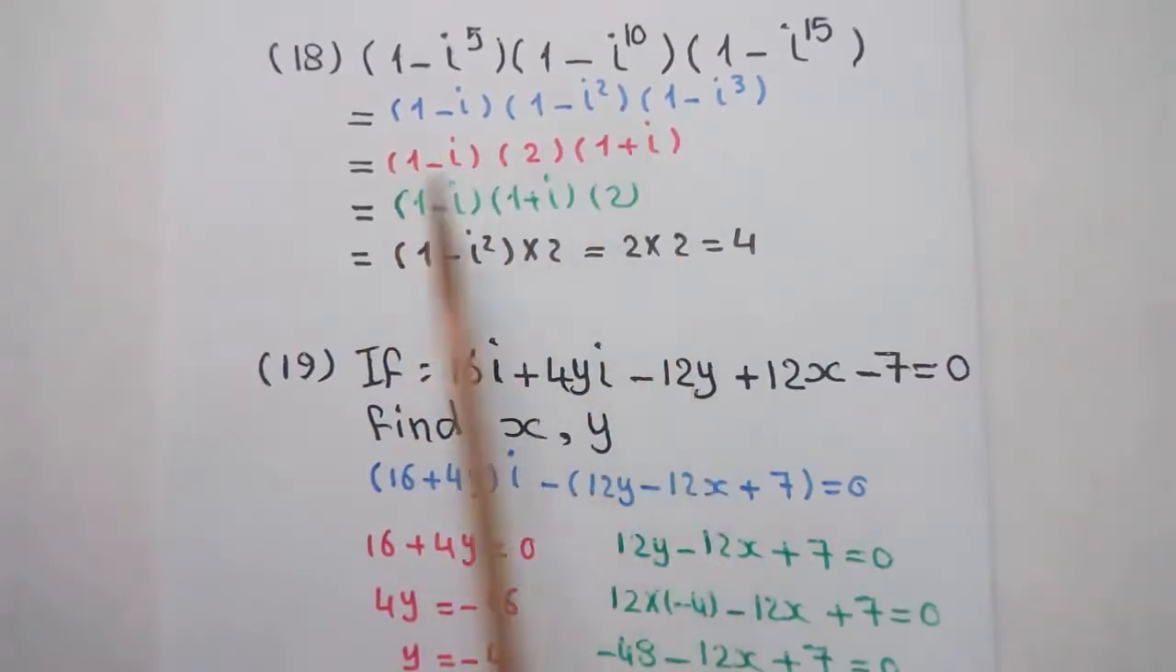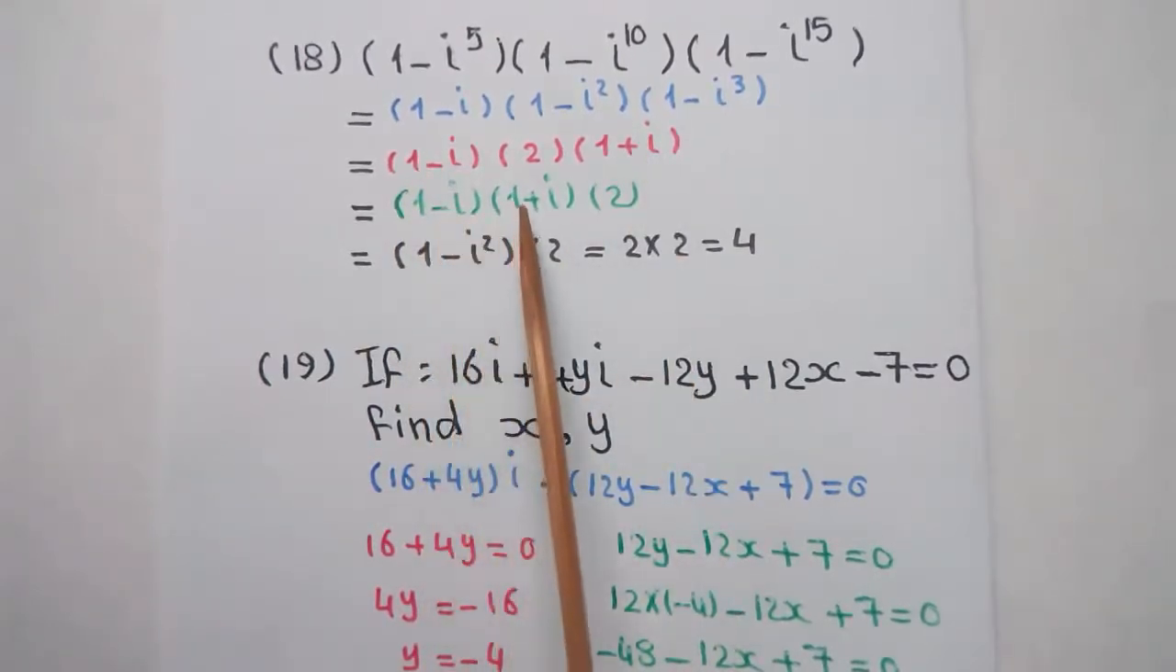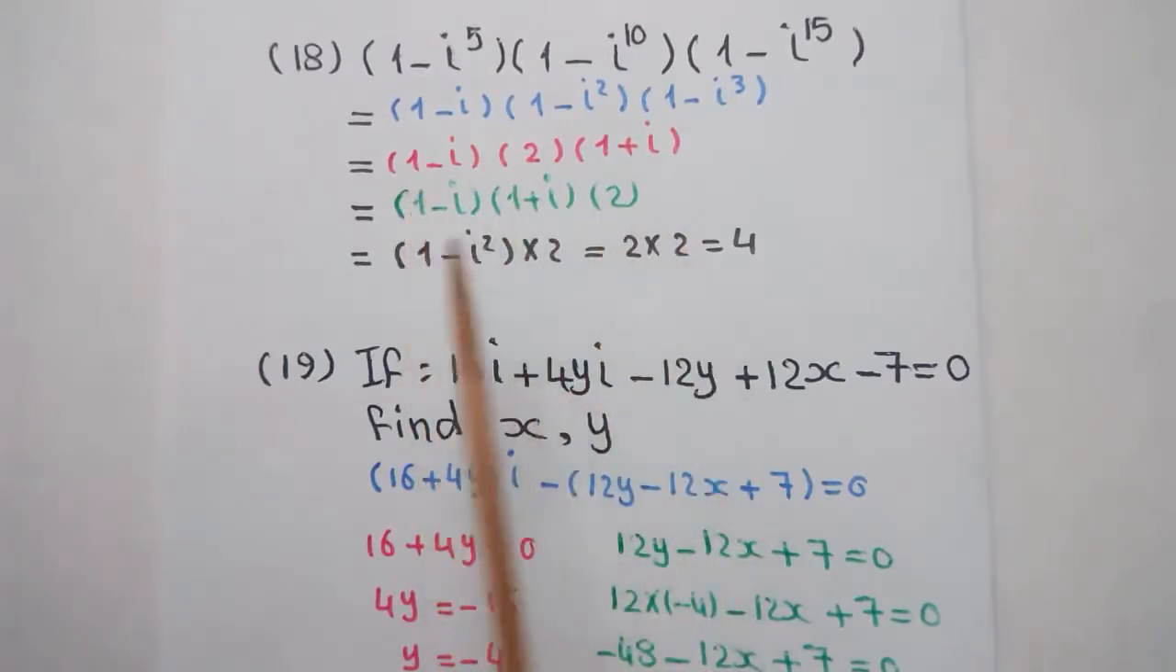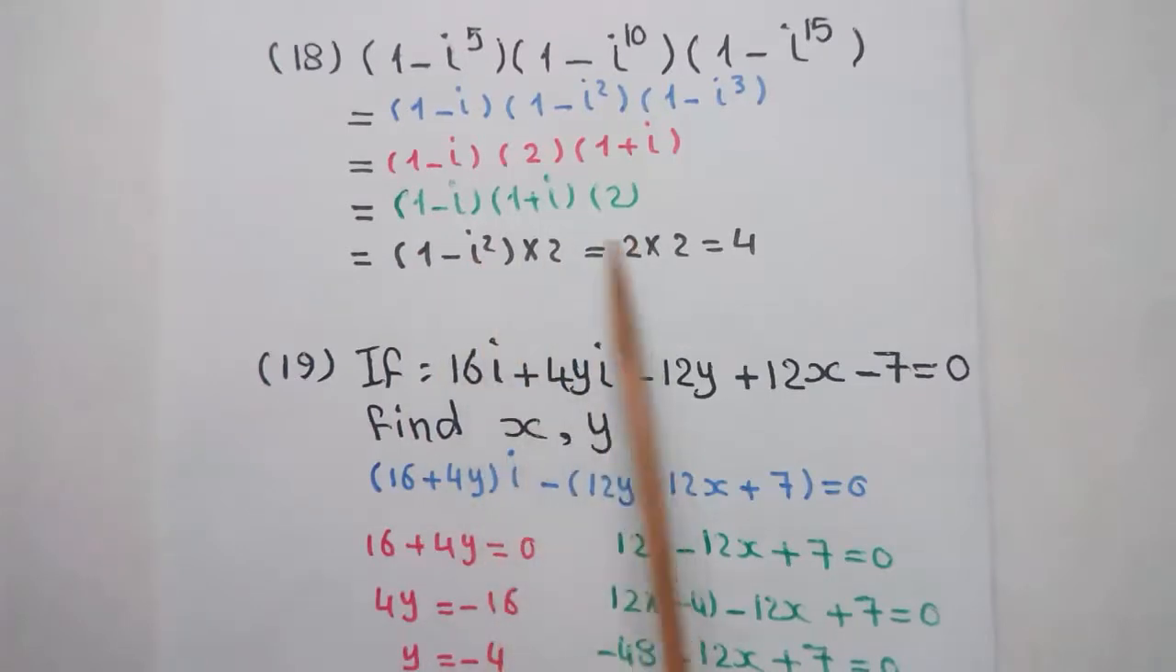2 conjugate. 1 plus i, 1 minus i, times 2. 1 times 1 is 1. i times i power 2. i power 2 will be negative 1, will be 1. So 1 plus 1 equals 2. 2 times 2 equals 4. Another question.